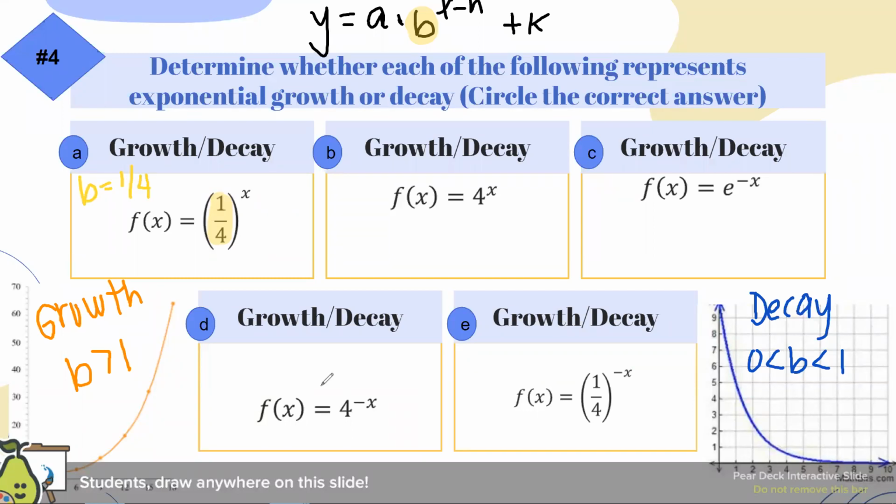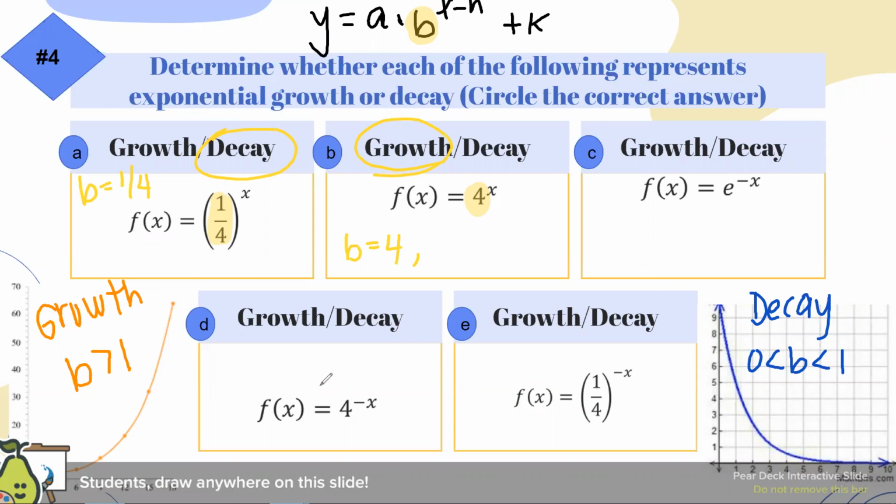And since the base is less than 1, it's decay. For B, our base is 4. And if my base is equal to 4, then that's definitely growth.